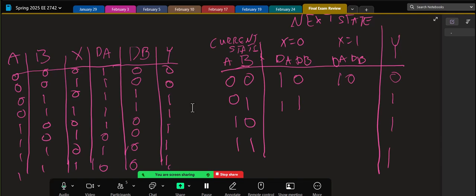And if AB is 0, 1, and x is 1, I also get 1, 1. If AB is 1, 0, and x is 0, I get 1, 0. And if AB is 1, 0, and x is 1, I get 0, 0. And if AB is 1, 1, and x is 0, I get 1, 0. And if AB is 1, 1, and x is 1, I get 0, 0.